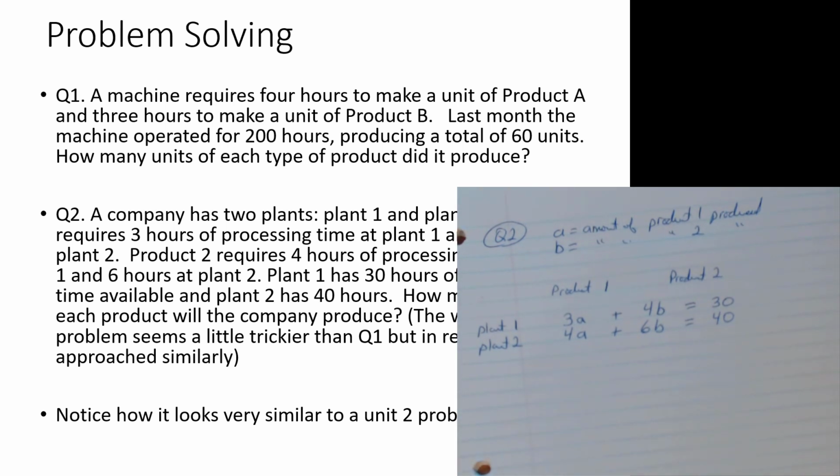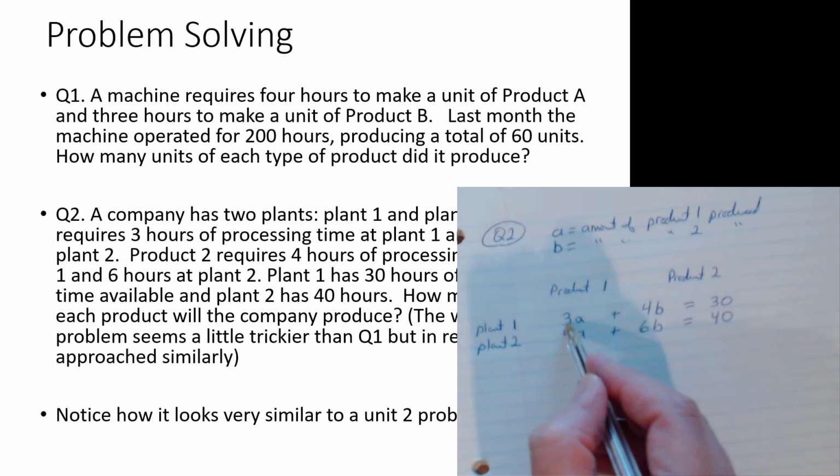So now I look at that. That's just a system of linear equations. That's unit 2. That's stuff we just did 2 seconds ago, right? Now I solve for the intersection point of those 2 lines. What does the intersection point of those 2 lines represent? The amount of product 1 and the amount of product 2 that we should be producing.